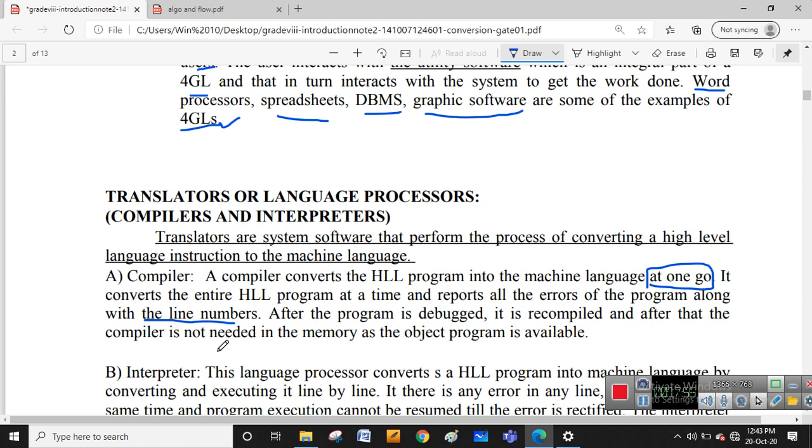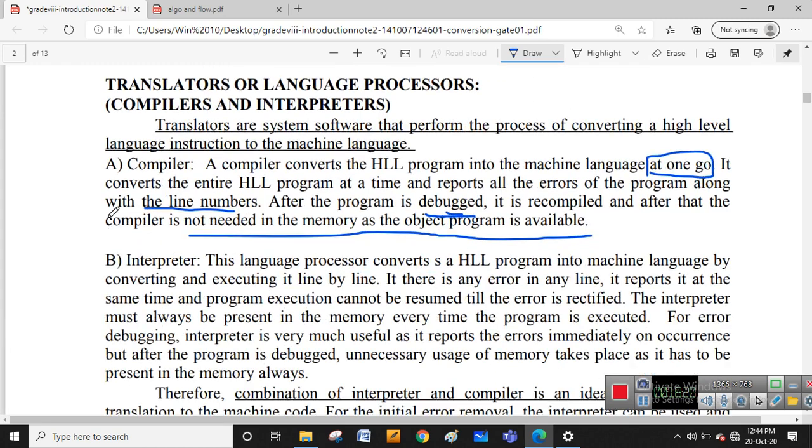your program will get executed. And if you debug it, and fix that bug, debug in the sense fixing the error, bug means error. Okay, bug in computer terms means error, debugging means fixing the error. After the program is debugged, it is recompiled, and after that the compiler is loaded in the memory as an object program. That is the case of the compiler.